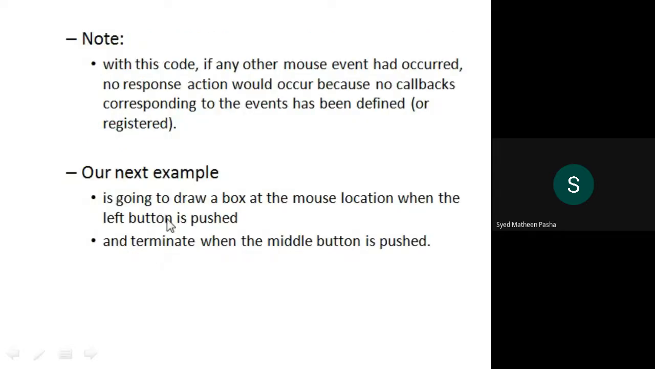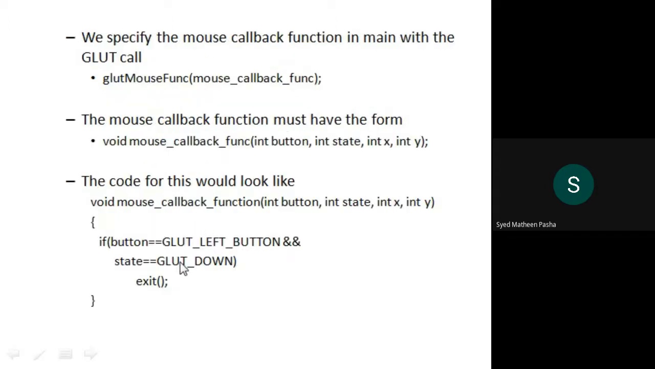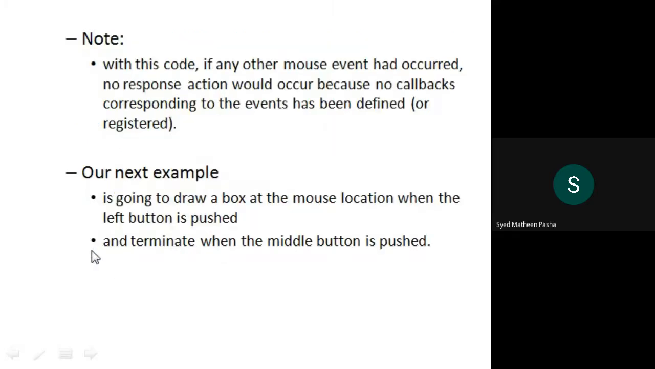Then we have some additional points with respect to mouse callback functions. With this code, if any other mouse event had occurred, no response action would occur because no callbacks corresponding to those events have been defined. That is, in the code we saw in this slide, there is no callback function being defined, right? You are just coming out of the loop created here with respect to the mouse callback function, so that the function ends here. That is the note given here.